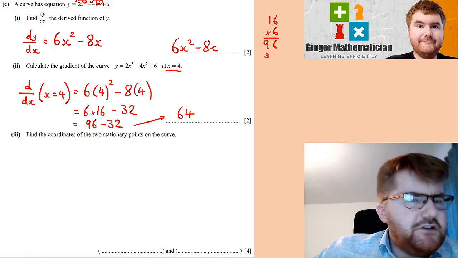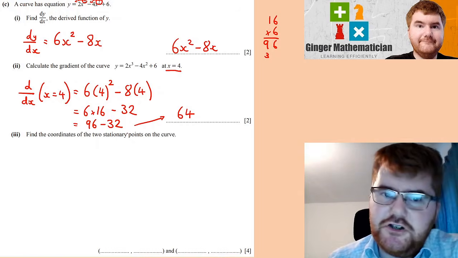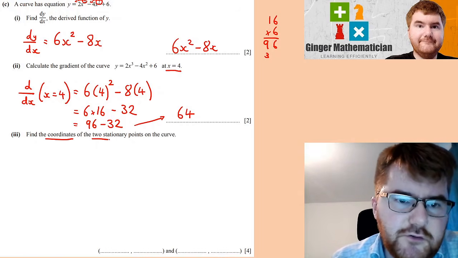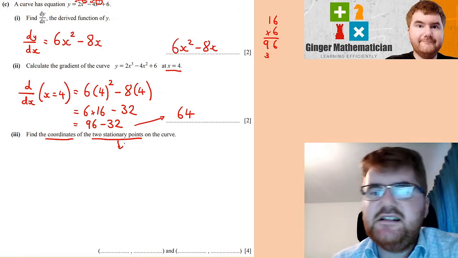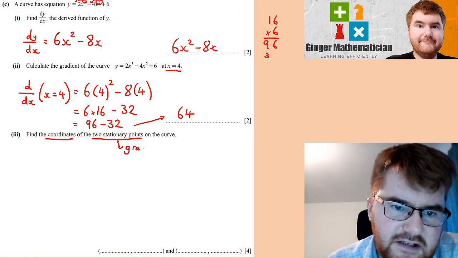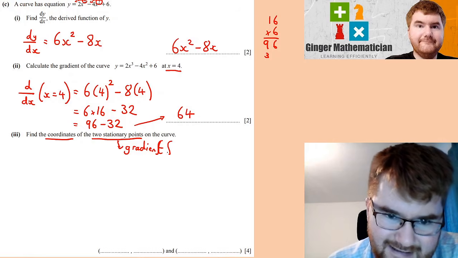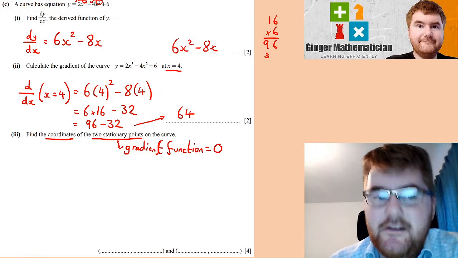And this is a good question to go through because it goes through a lot of the typical kind of paper 4 style differentiation questions. And we want to work out the coordinates of the 2 stationary points on the curve. So as soon as you see the phrase stationary point or turning point, you need to be thinking that the gradient function, that's dy by dx, is equal to 0.